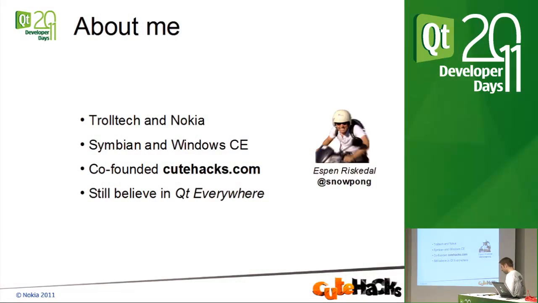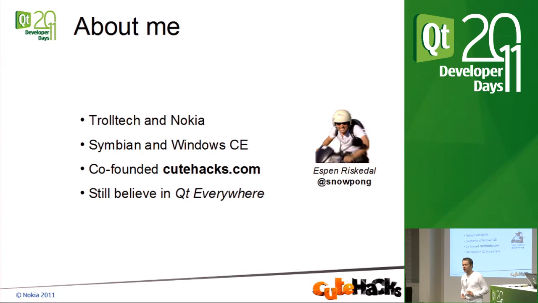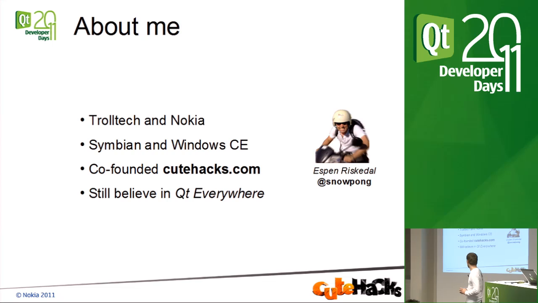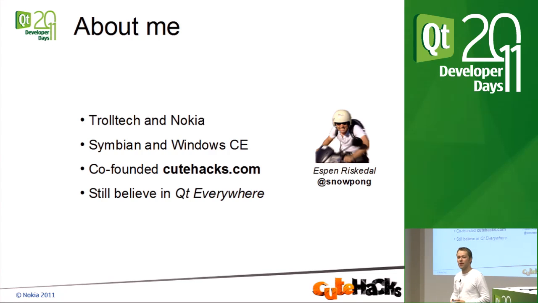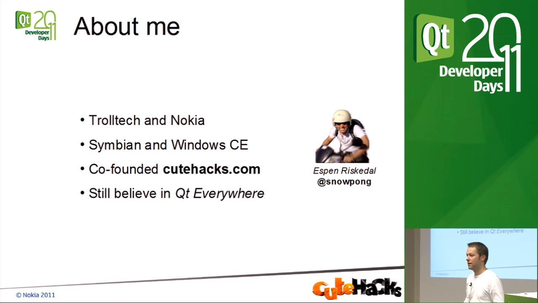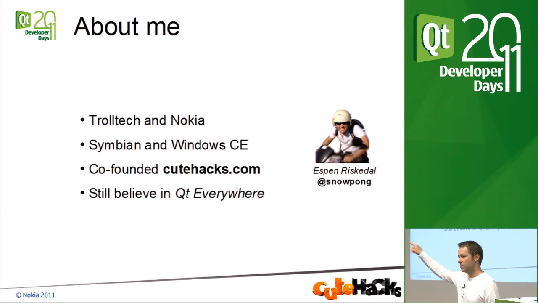About me, my name's Espen. My Twitter nickname is Snowpong. Don't ask why I ended up with that name. I used to work for Trolltech and Nokia for 8 years. When I was there, I was the team lead for the Windows CE port and the Symbian port. And then I founded my own company together with Marius, who's talking in the other room right here.